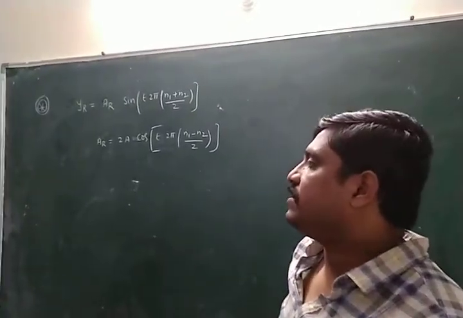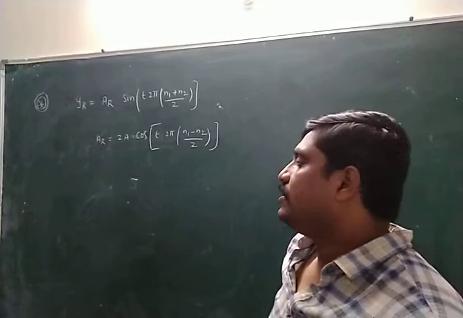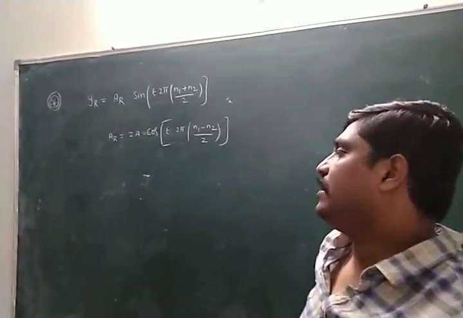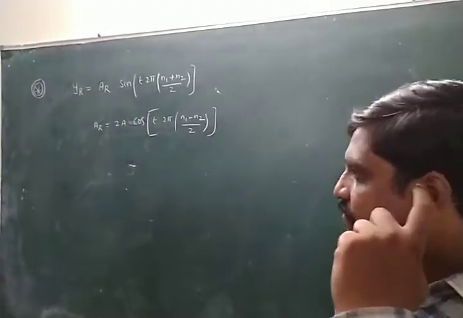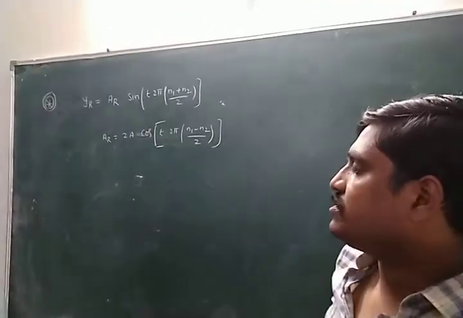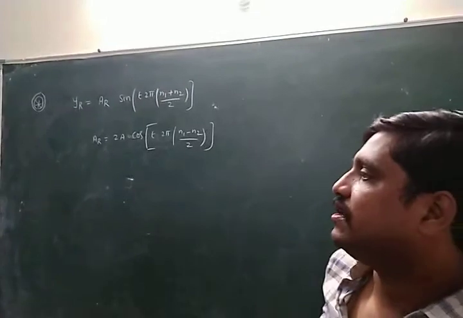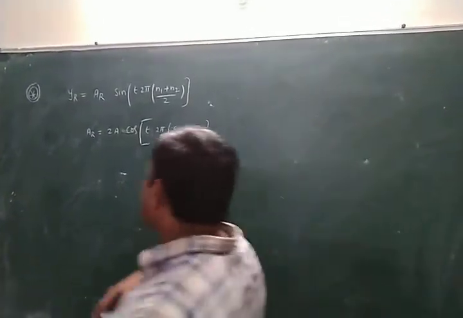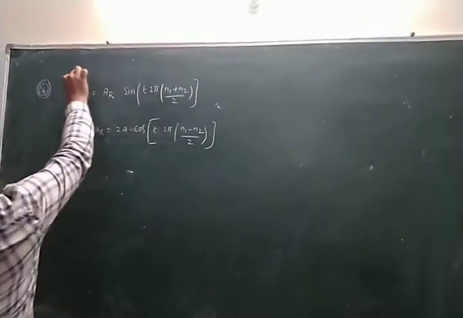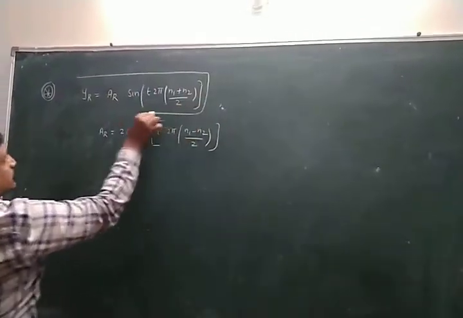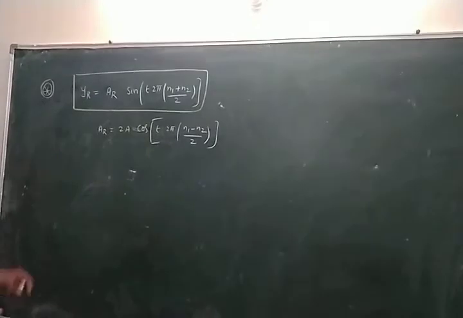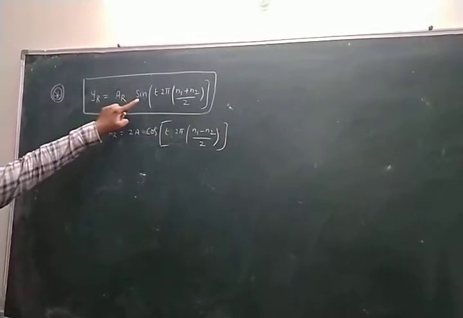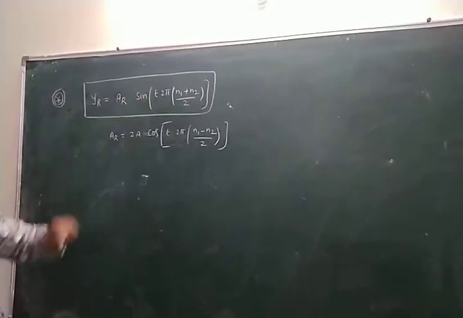n1 is the frequency of the first wave, n2 is the frequency of the second wave. Okay, yesterday I gave the resultant displacement equation. This is the resultant displacement equation. Here YR equal to AR into sin of, which was obtained yesterday.